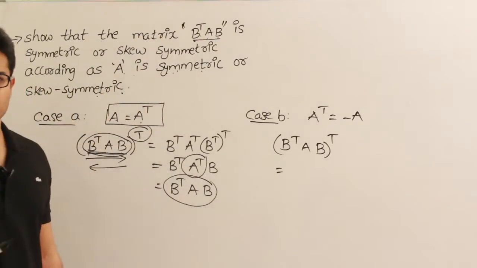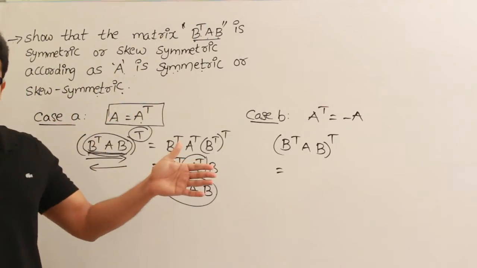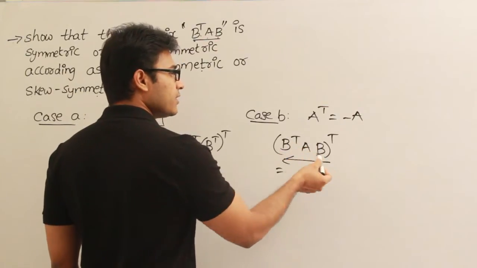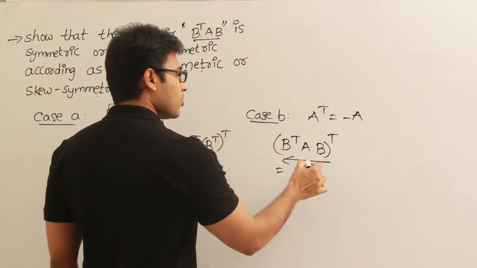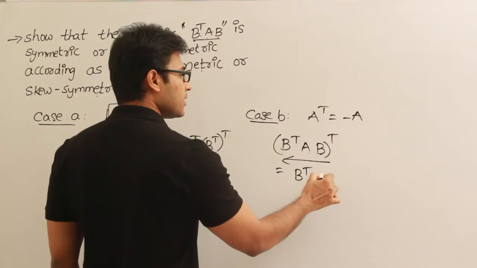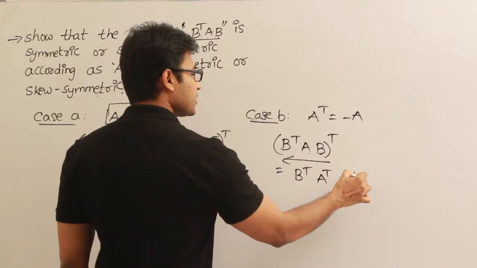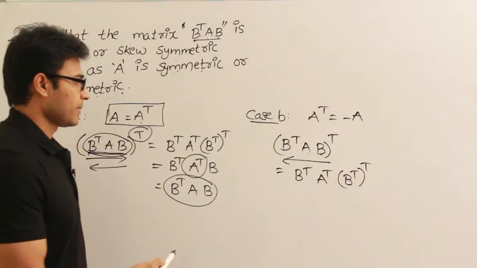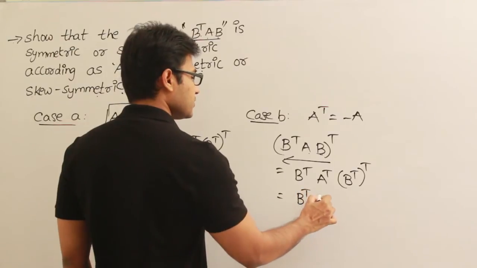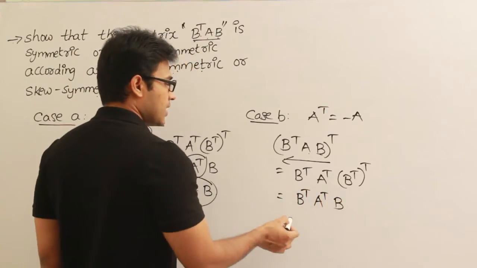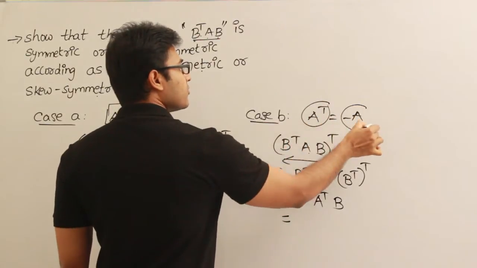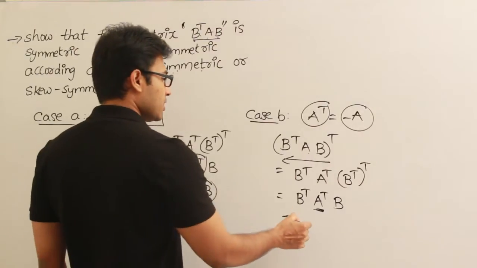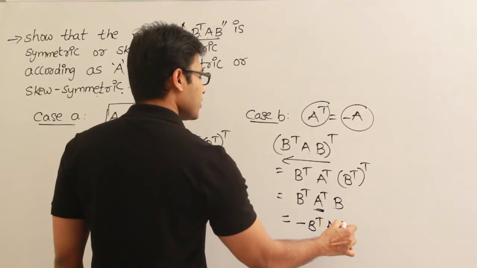Again, whenever you apply the transpose rule on a matrix chain multiplication, the reversal applies, which means you have to take the matrices from the end and keep on applying the transpose. So what do we get? B transpose and then A transpose and then B transpose whole transpose. This is the result we got by applying the transpose. How can we write it? It is B transpose A transpose B, right? And we know that A transpose is equal to minus A. Therefore, in place of A transpose, I am going to put minus A. Then what do we get? Minus B transpose A B, right?